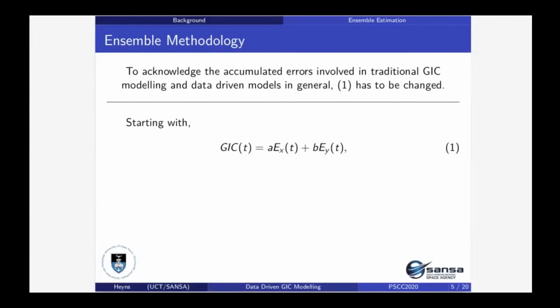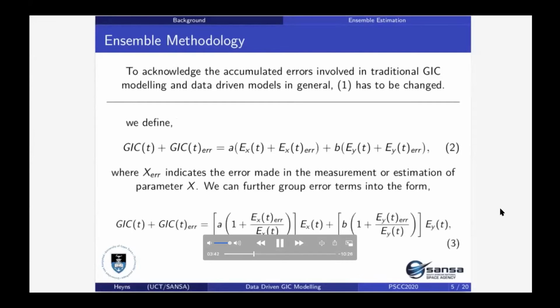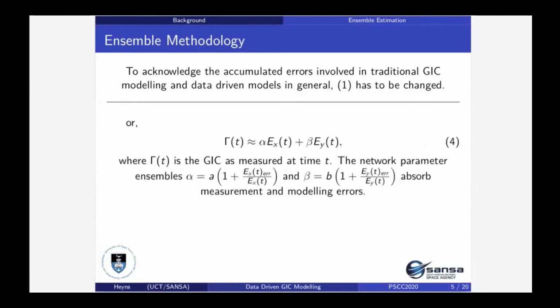Starting with the governing GIC equation, equation 1, we can acknowledge these errors by including error terms. On the left, GIC includes an error term which would probably be largely due to measurement error. On the right-hand side, both E-field terms also include errors. These error terms can further be grouped to replicate equation 1, or the governing equation. The result is something very much like what we see here in equation 4.